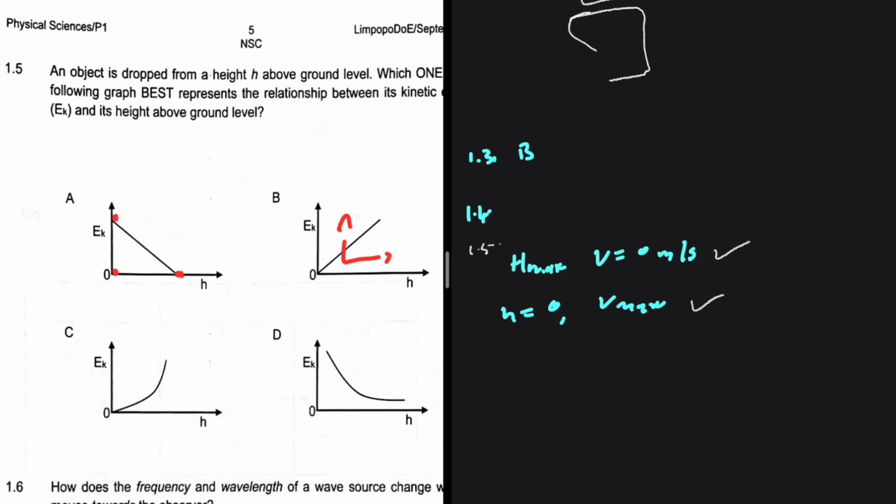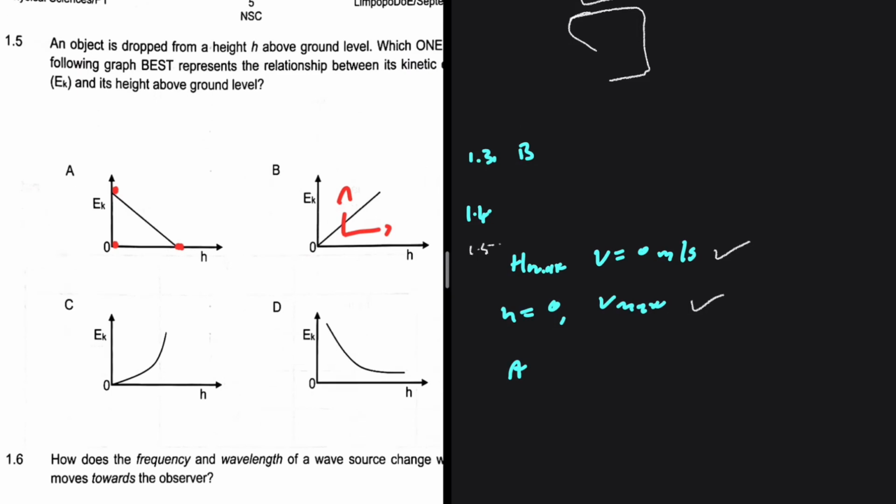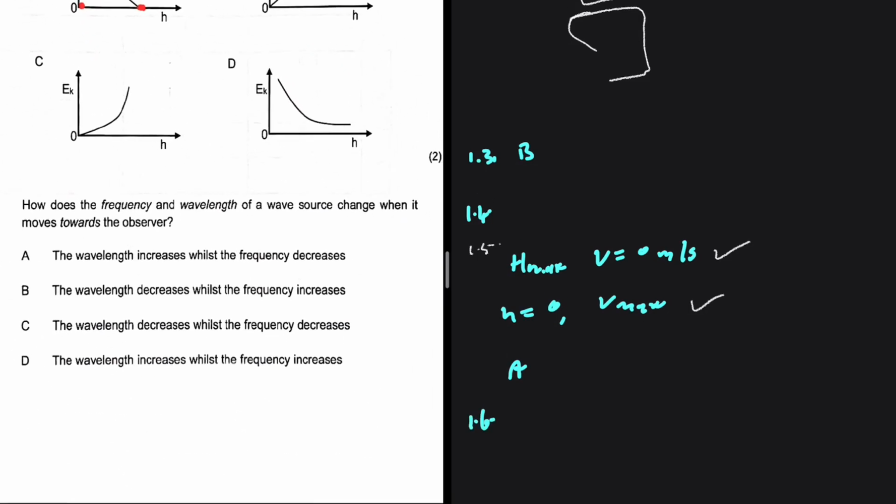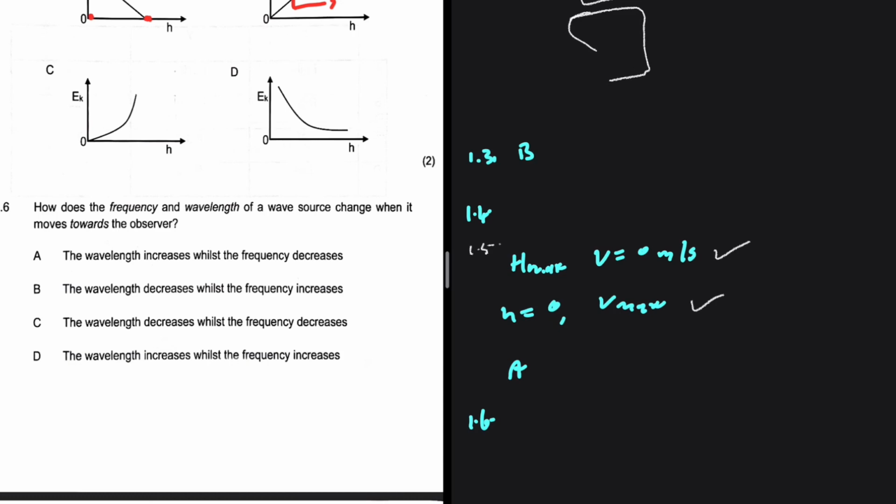I don't think we have to look any further. It seems like our answer here is A. Let's go ahead and do 1.6. How does the wavelength and frequency of a wave source change when it moves towards the observer?